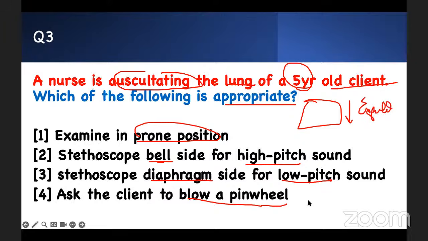Which of these is expanding the lung? Prone position does not help you. And these two are concepts. The bell is good for low pitch. The diaphragm is good for high pitch. So this and that is wrong. Test-taking strategy: you have to pick this, even if you don't know it. When they blow a pinhole, they make their lung bigger and you can examine them.